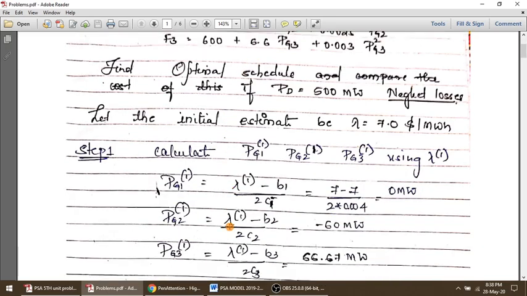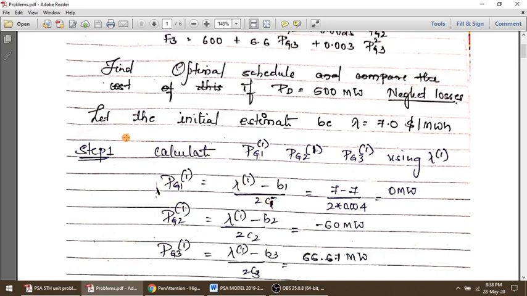So first, we'll look into the first step. Calculate Pg1 of 1, Pg2 of 1 and Pg3 of 1 using lambda of 1. So this is the initial estimate, so I'll take this as lambda of 1. Within the bracket we show the iteration number. Here the bracket shows 1, which means that we are doing the first iteration.